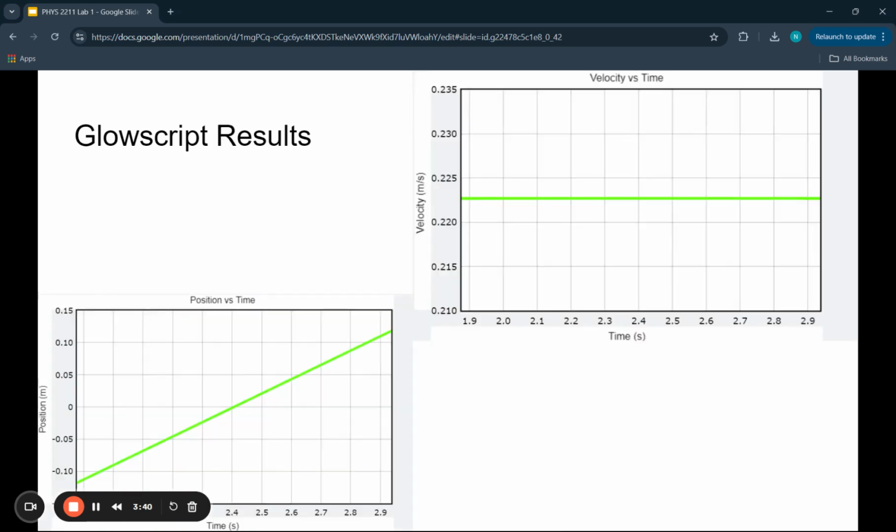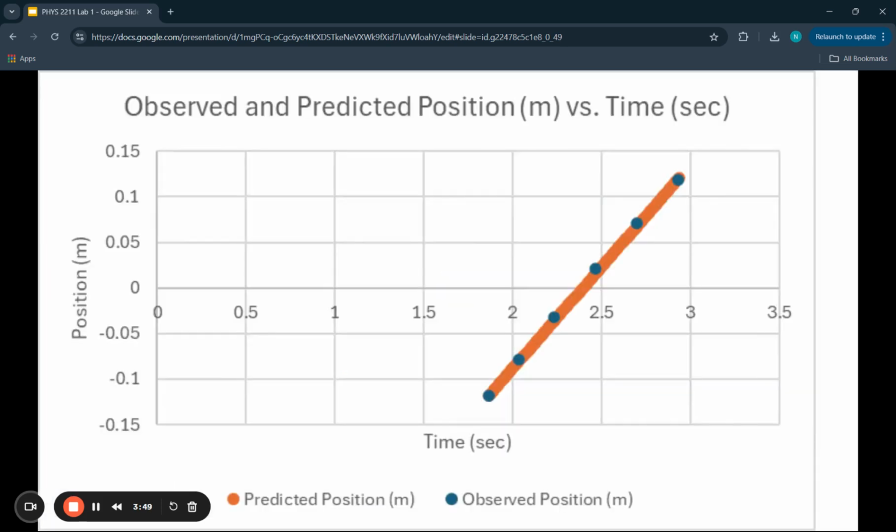So these are the results from GlowScript. As you can see, the position is increasing at a constant rate, meaning that the velocity is constant, which is exactly what we would expect. Here's the graphical comparison between observed and predicted positions. As you can see, they're pretty close. There is a little bit of deviation, mostly towards the end as time moves on, which is due to some error that we kind of expect.